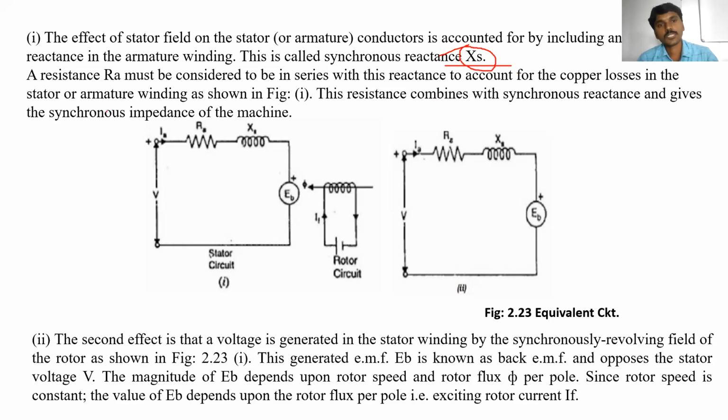A resistance RA must be considered to be in series with the reactance. Whenever we have a winding, that winding or coil should have some amount of resistance. Clear? That resistance can be represented by RA.